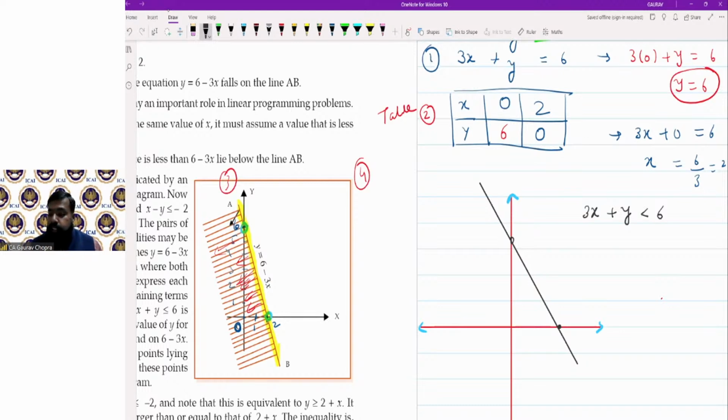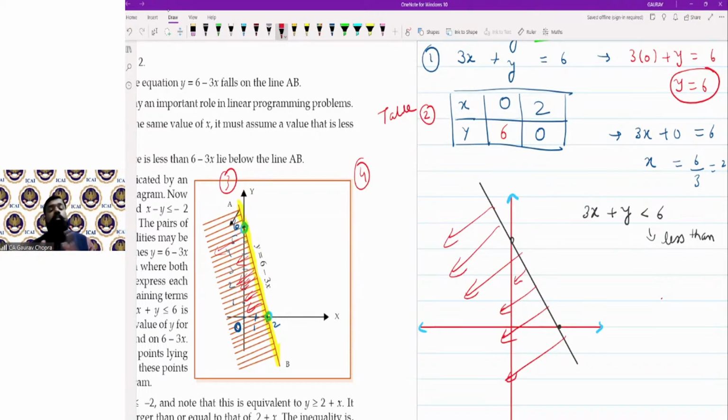Now whenever this sign, less than, is used, we have to mark the inside area, that is towards the origin. So what will be the shaded area? This one, towards the origin. And till where we have to mark? Till infinity. Since there is no limit, we have to just mark less than 6.